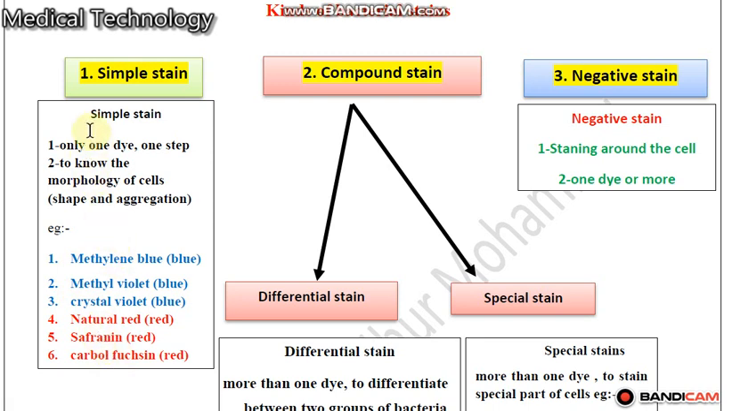Now, why do we stain the bacteria by using simple stain? The answer is to know the morphology, like shape and aggregation of bacteria. To know or to study the shape and aggregation of bacteria. And this will help you to diagnose the bacteria.